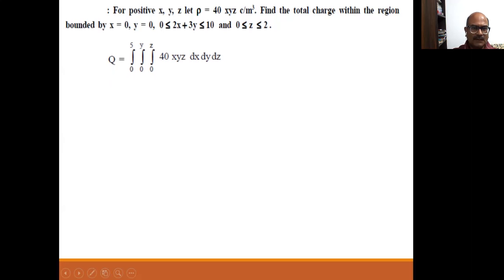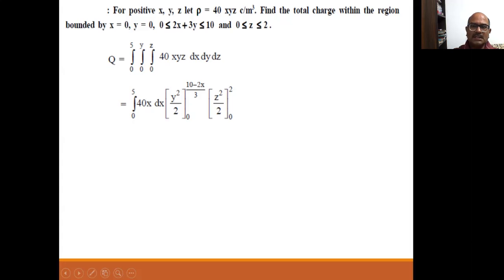So we put the limits for x from 0 to 5, y from 0 to 10 minus 2x by 3, and z from 0 to 2. You get these limits from the conditions given: 2x plus 3y should be between 0 and 10. Because y is 0 here, x can take the value up to 5. So y is changing from 0 to (10 minus 2x) by 3, and z is changing from 0 to 2, and if you put y as 0, then x is 0 to 5 according to these conditions.